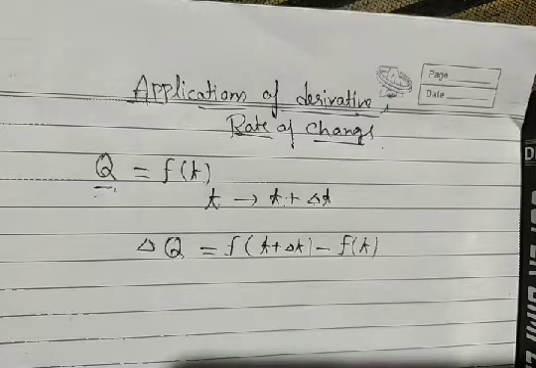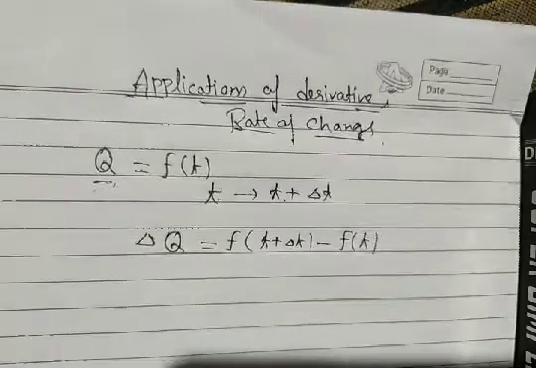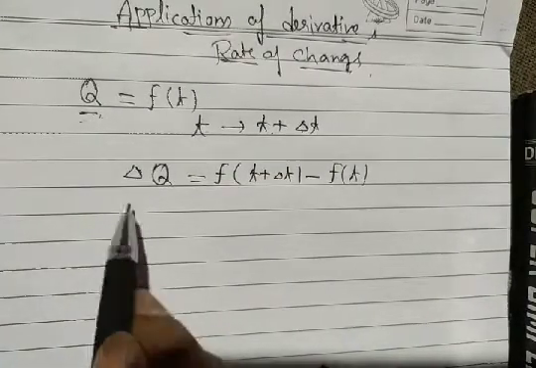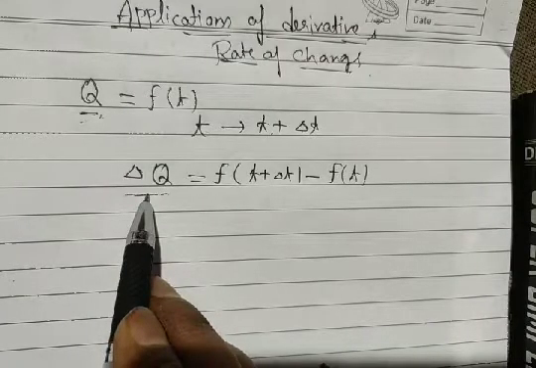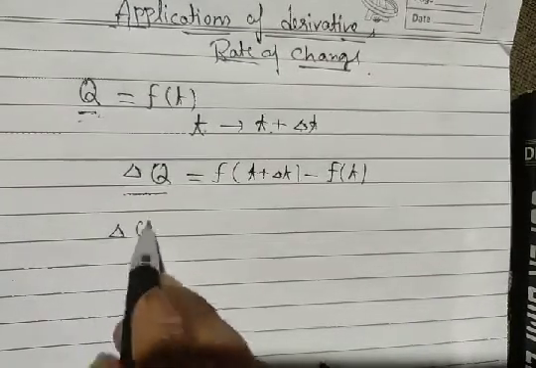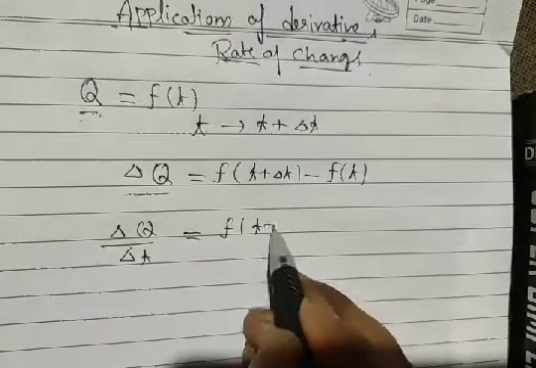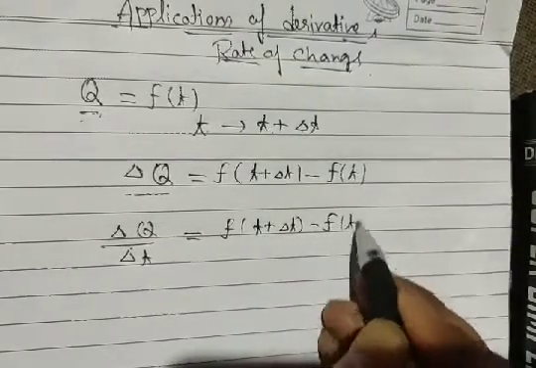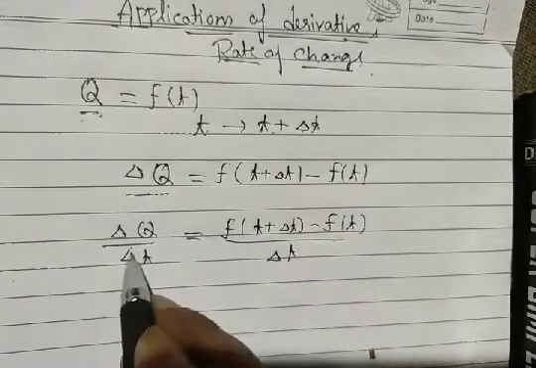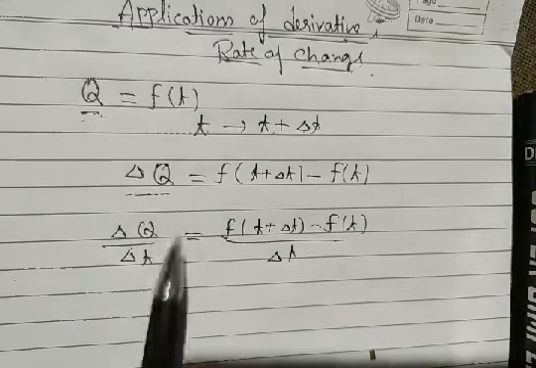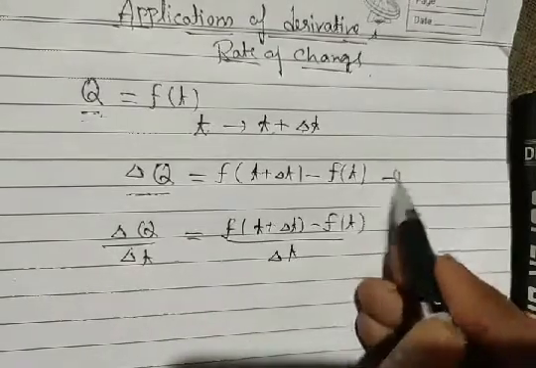Now we are discussing the average rate of change of q per unit of time. By definition, the ratio of the change in q to the change in t, delta q over delta t, is f of t plus delta t minus f of t, divided by delta t, because I want the average rate of change with respect to per unit time. So we divide by delta t, that is, multiply by 1 over delta t.